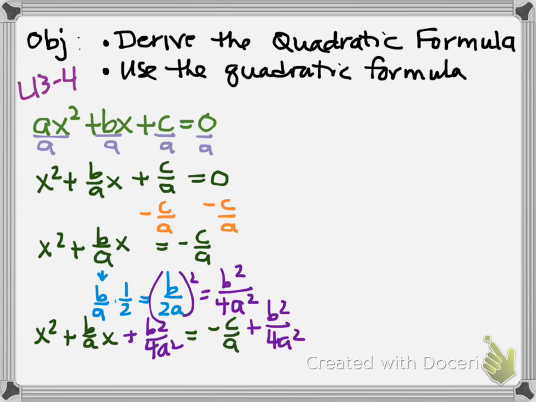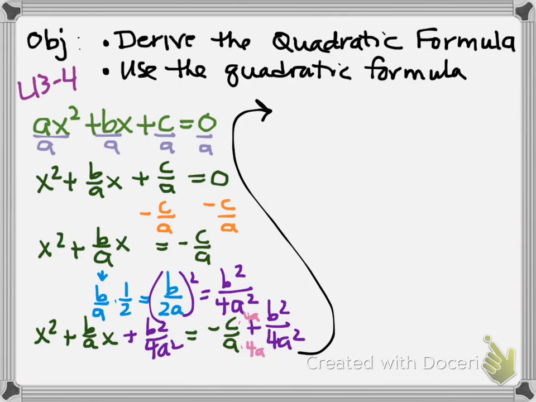Now, you should notice that we can't combine on the right side because they don't have the same denominator. So what I need to do is change negative c over a to a fraction that has 4a squared as the denominator. So what am I going to be multiplying top and bottom by on that negative c over a so that now I have 4a squared in the denominator? Molly. 4a. Yeah, it's missing a 4 and it's missing an a. So I'm bringing that up here.